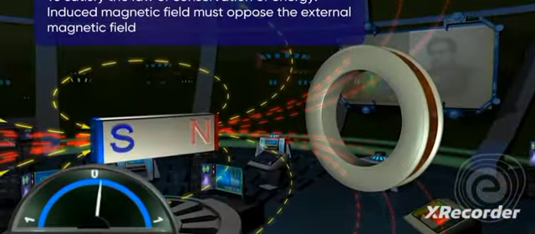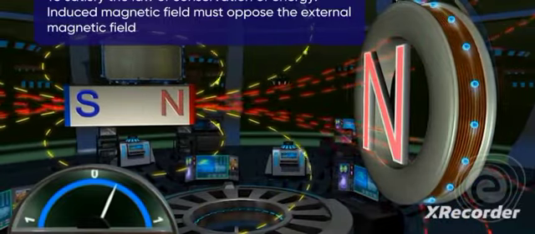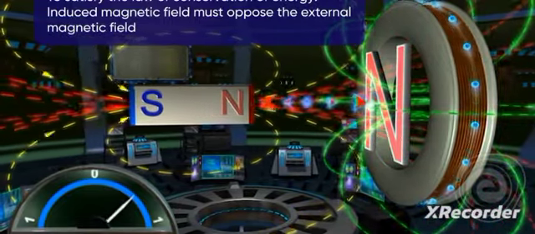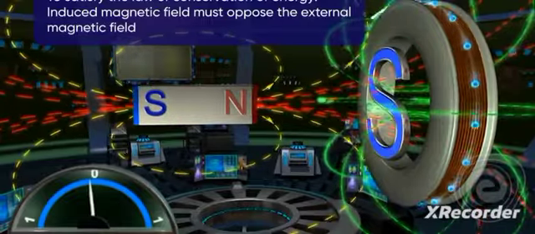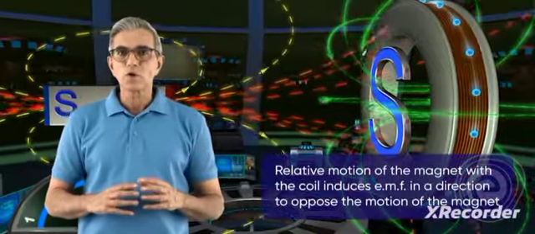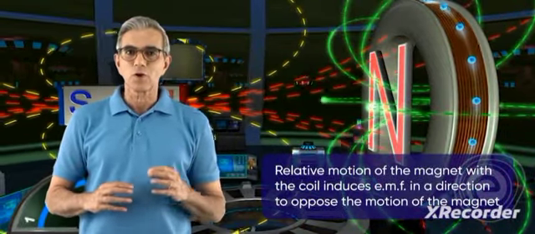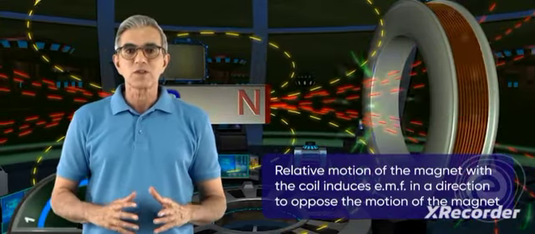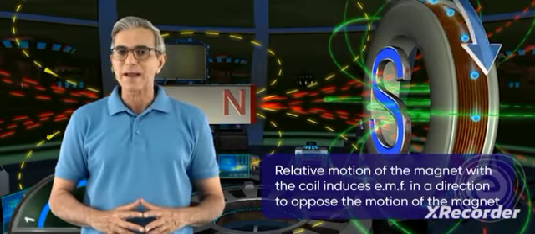In fact, to satisfy the law of conservation of energy, it is imperative for induced current to flow in such a direction that the magnetic effect produced by the induced current opposes the external magnetic field. In the present case, the relative motion of the magnet with respect to the coil induces EMF in a direction so as to oppose the approach or withdrawal of the magnet.